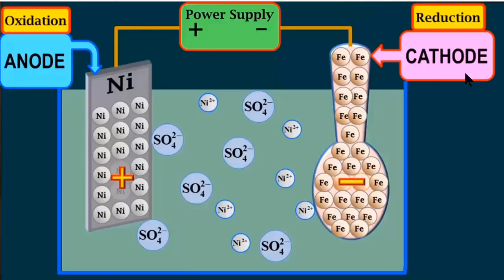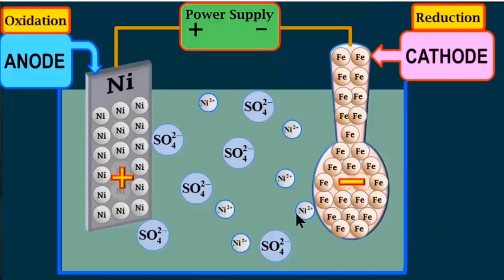Remember, I have given you a mnemonic: red cat and an ox. What is oxidation? It is OIL. You have to remember it with OIL. Oil means oxidation is loss of electrons. Oxidation is loss. So here loss of electron will happen, and on the cathode gain of electron. Reduction is gain of electron. So here gain of electron will happen.